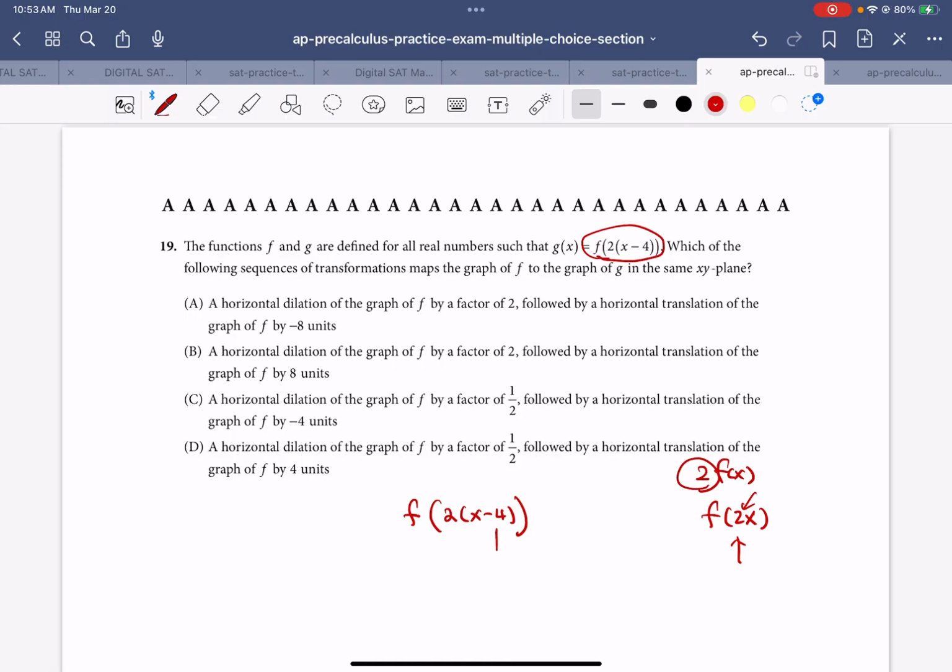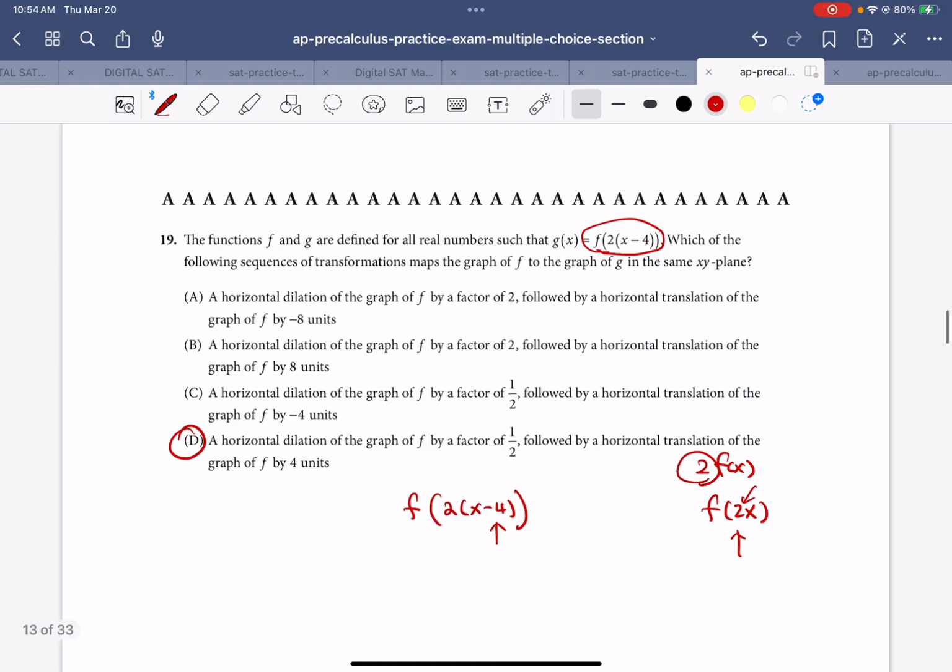And then what does x minus 4 stand for? That's 4 units to the right. Okay, x minus 4 means translated 4 units to the right. If x plus 4, then you should say 4 units to the left. So if you look at the answer choices here for number 19, look at D. Horizontal dilation by a factor of 1/2, followed by horizontal translation by 4 units. Right.